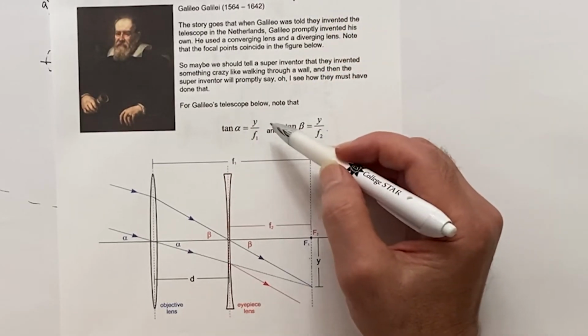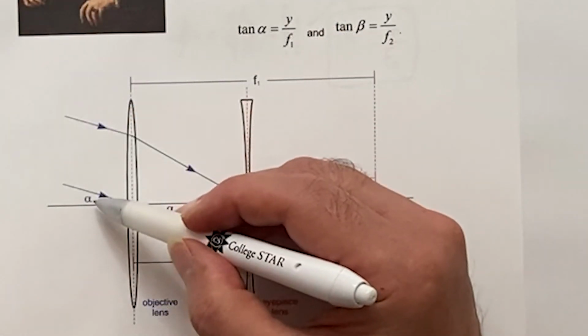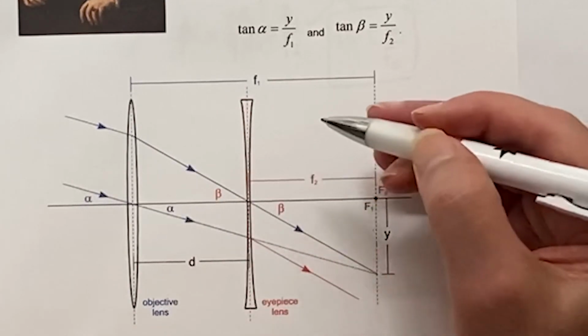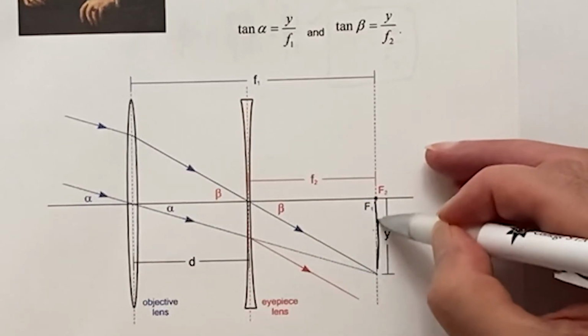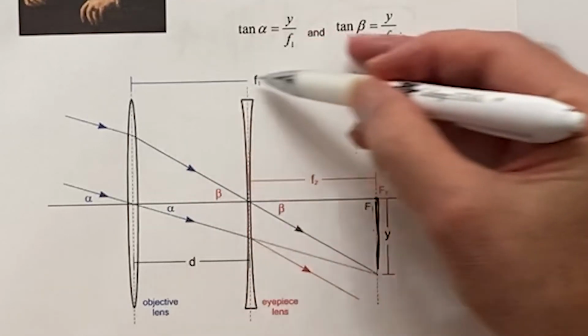So let's look at this here. The alpha is the same alpha as before, and if you go ahead and have a y, like we'll put the y here, then here's your focal length.